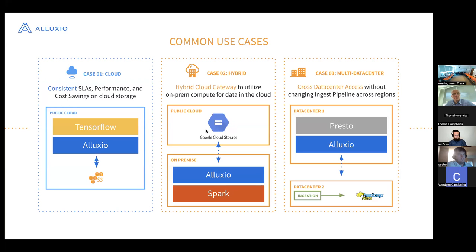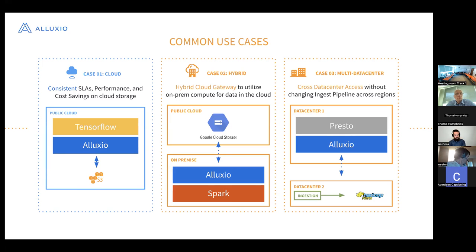Here are three very common use cases in terms of environment. The first use case is all in the cloud. As Joey mentioned, some companies are in their cloud migration journey, but some companies are more cloud native. So they are using Alluxio in an all-in-the-cloud environment, where they use Alluxio to get performance, efficiency, and also cost savings. As you can see here is the S3 cost, because Amazon charges cloud egress cost. So Alluxio can cache on demand and minimize the network egress.